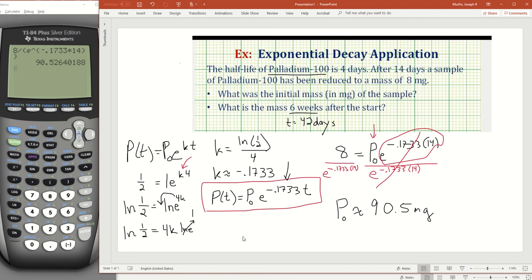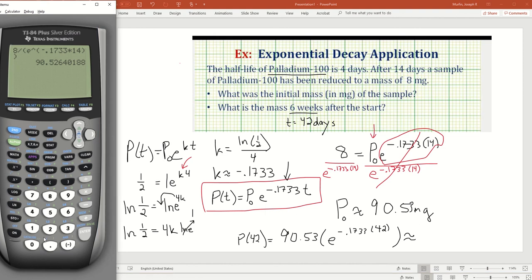So if I want to figure out how much is there after 6 weeks, that's just going to be P of 42, so 42 days. And I know that I started with 90.5. Again, always check and see how far they want you to round. I just rounded this to half a milligram. I guess if we wanted to, we could even make this 2 decimal places, 90.53. And this is going to be times e to the negative 0.1733. Again, I'm just using my exact same equation, but now I have the p sub 0, and in this case I have a t that I'm going to put in. That's going to be 42. And then I should get an approximation here for this answer.